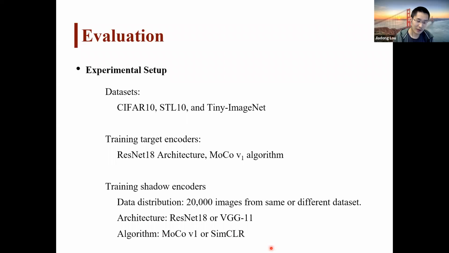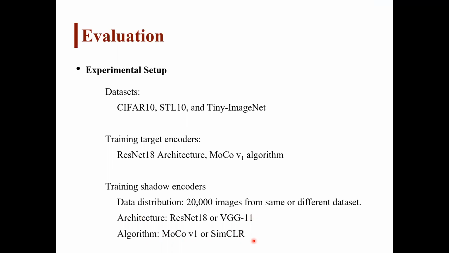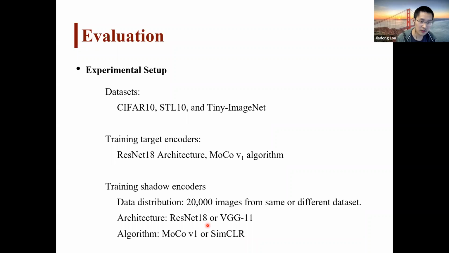But actually, I'm not an expert in contrastive learning. I don't know whether these architectures and algorithms share high similarities so that they can achieve quite good performance. So here the ResNet and VGG are used for the shadow encoder, right, when they don't know the target encoder? If they know the target encoder, they will use the same one, the ResNet. If they don't know, they will use VGG11. Here the target encoder will always use the ResNet.